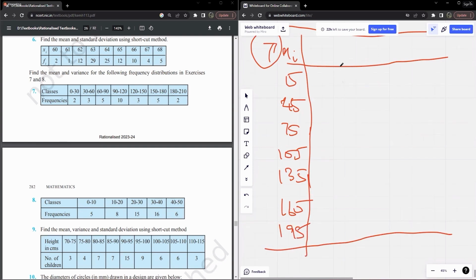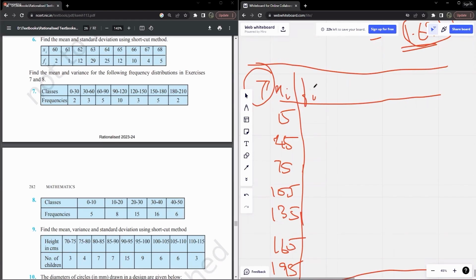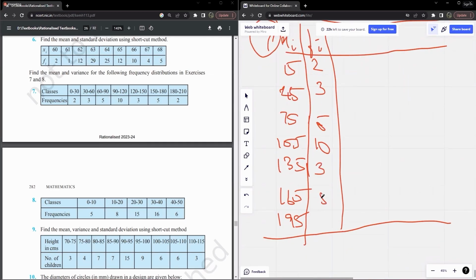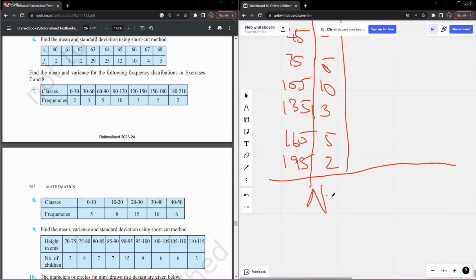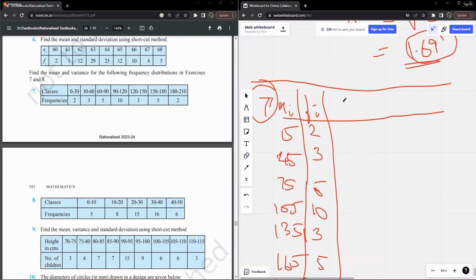7 classes. Their individual frequencies being 2, 3, 5, 10, 3, 5, and 2. Notice that 2, 3, 5 is 10, 3, 5, 2 is 10, and there is another 10. So your n is basically equal to 30.